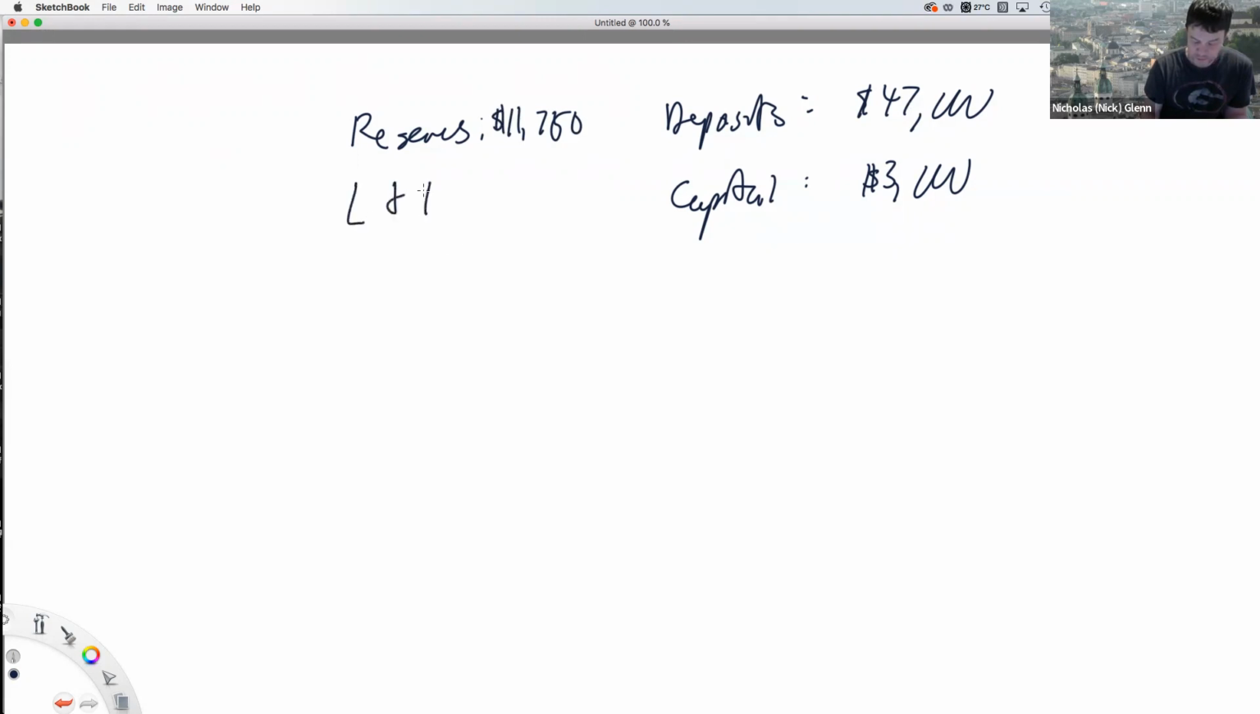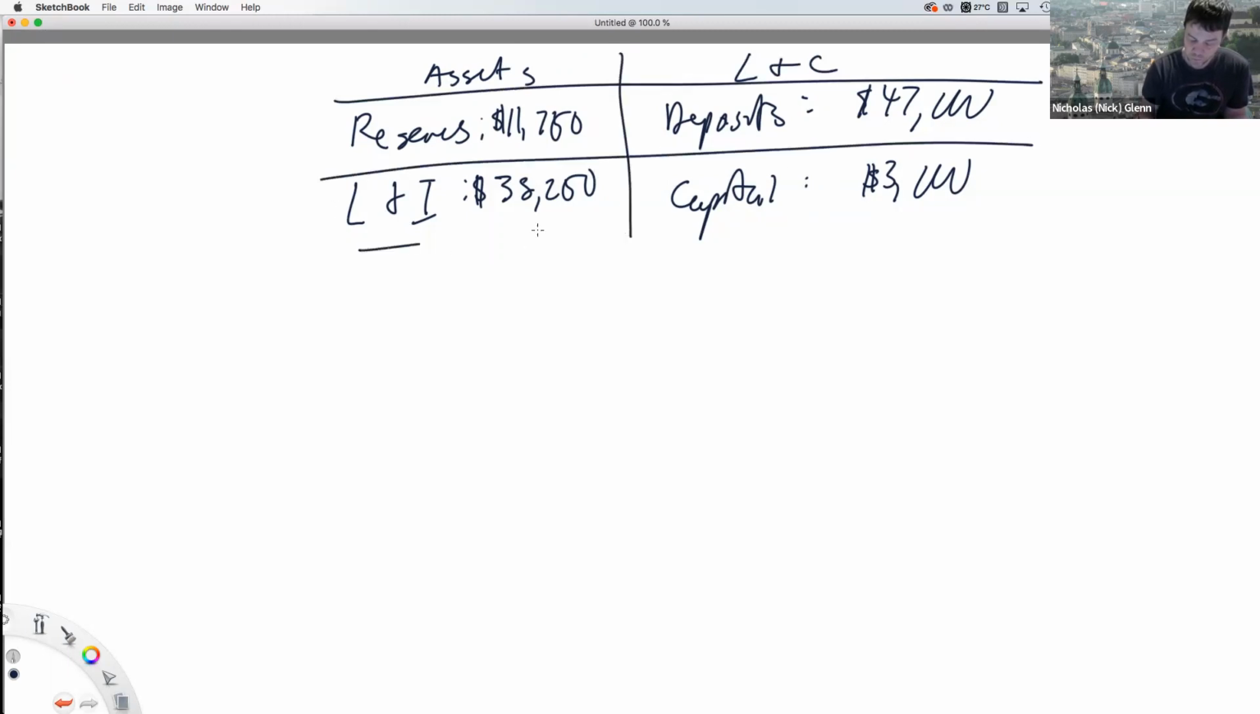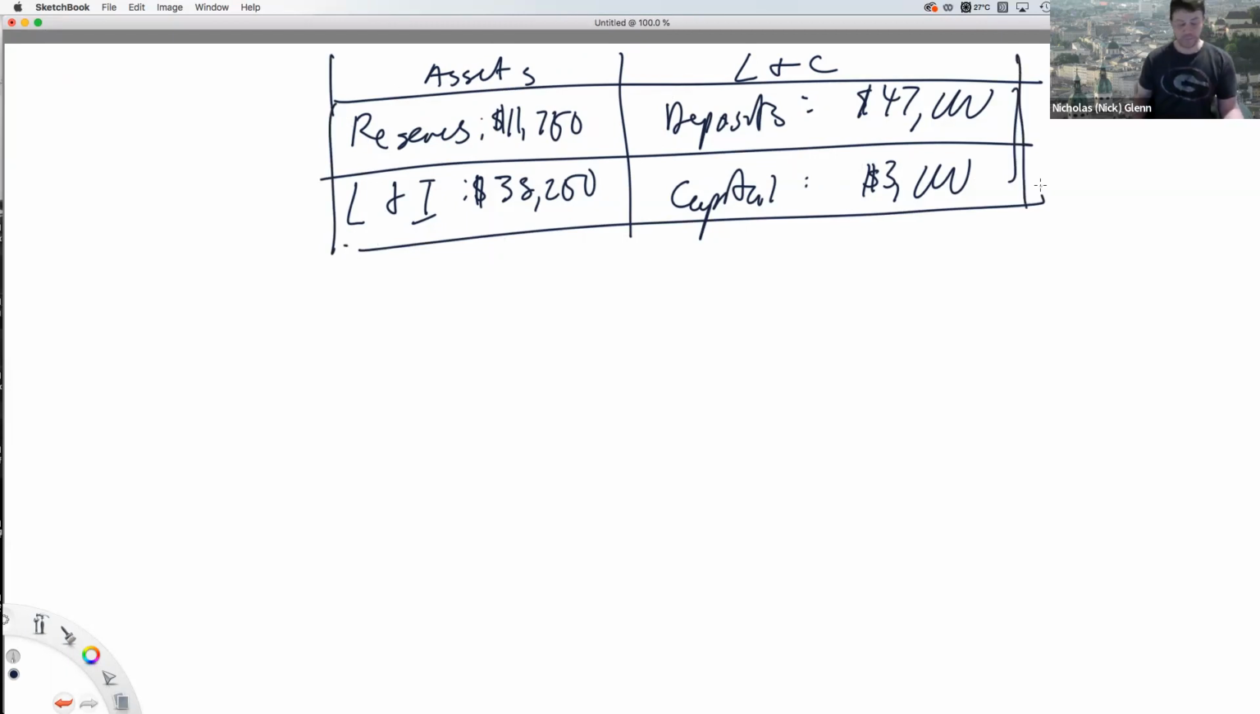What about loans and investments? Well, that's the remaining bit of it, so that's going to be 38,250. Okay. It's assets, liabilities, and capital. All right. Okay. Now I want to know what happens if the loans they've made lose 7.5% of their value. How much capital does the bank have left? So remember, capital is just assets minus liabilities.